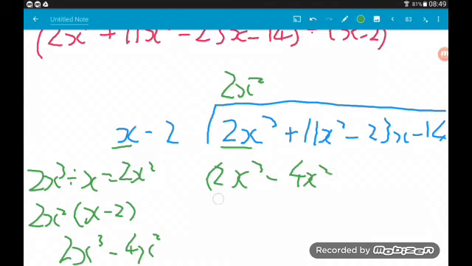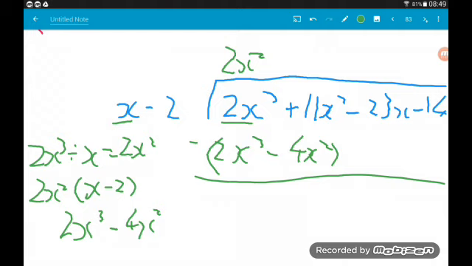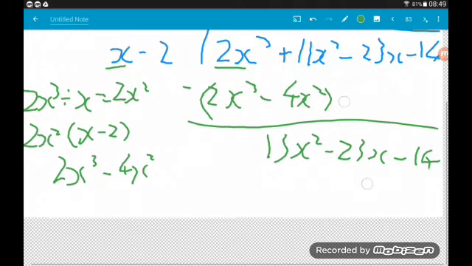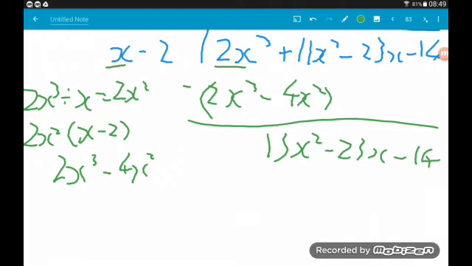Okay, now we're subtracting the green expression from the blue expression. So 2x cubed take 2x cubed, cancels out. 11x squared minus 4x squared is going to give us 15x squared. And then the other two blue terms just fall down. So minus 23x minus 14. Good times.